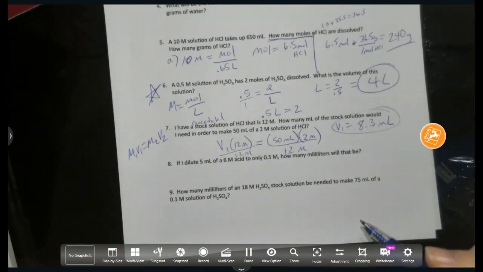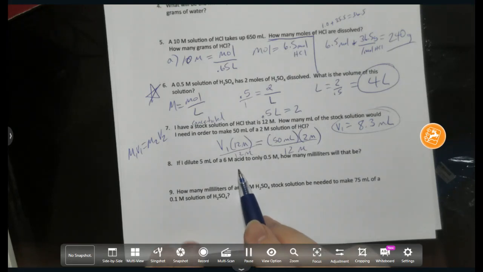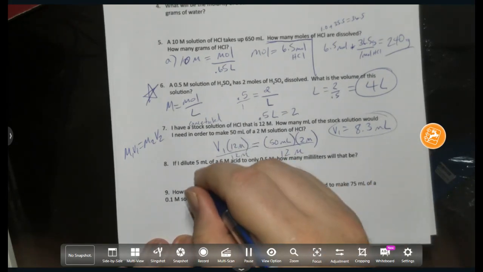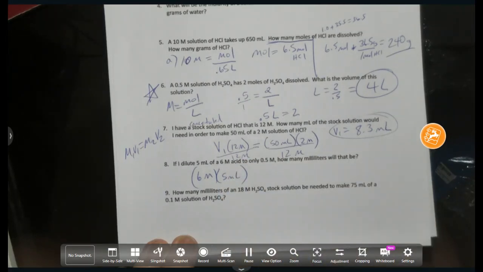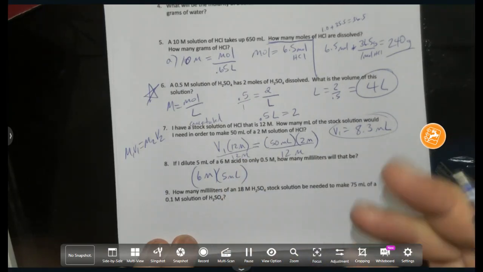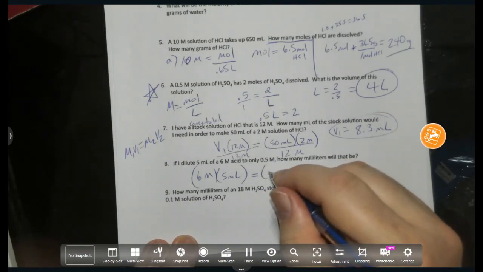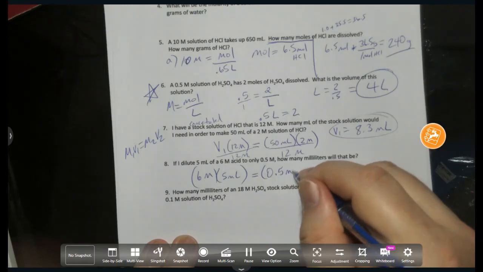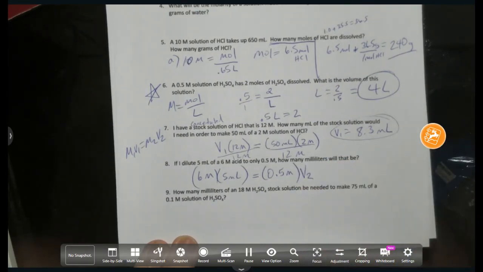Let's do another quick one here. Number 8, if I dilute 5 mils of a 6 molar acid. So we've got a 6 molar acid, and I have 5 mils of it. Okay, that'd be 30 mole. Well, no, it wouldn't. It would be 0.03 moles, I think. And we're going to add water to it until the molarity drops to 0.5. Okay, so how much solution would that be at that point?